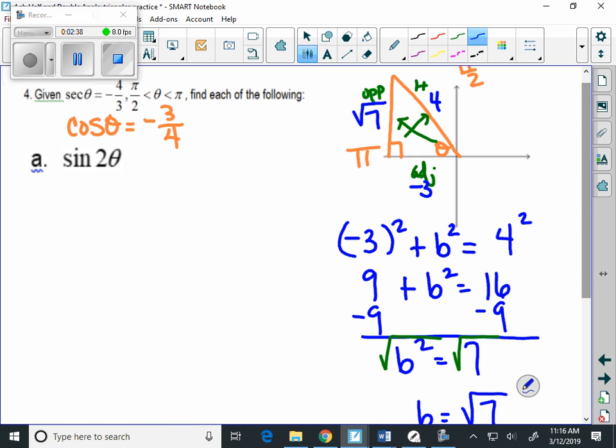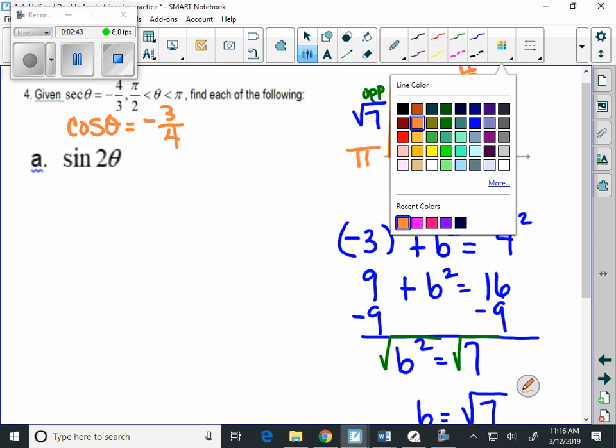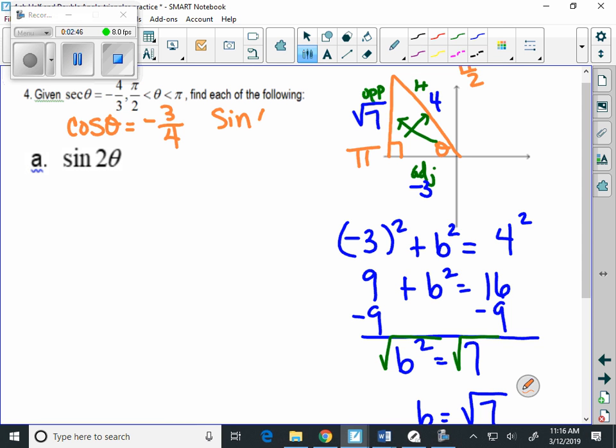The triangle is correct. So we know that cosine is negative 3 fourths. Let's identify sine. Sine of theta is going to be the opposite divided by the hypotenuse, the square root of 7 over 4. And eventually we're going to need to know the tangent. The tangent of theta is the opposite divided by the adjacent: square root of 7 divided by negative 3. I know we don't like to have our negative in the denominator, but when we get to part C, I'll fix it up a little bit.